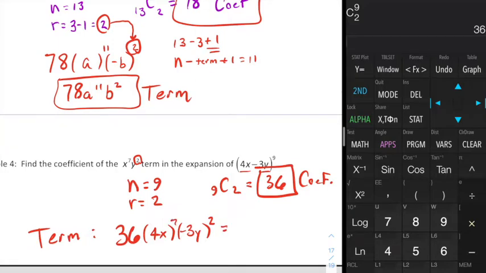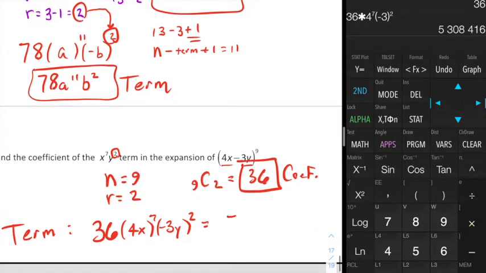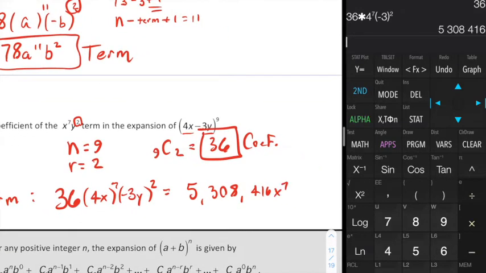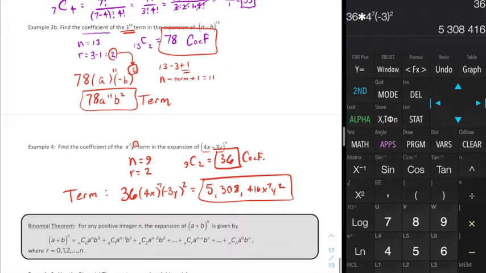And then to go and simplify that, we'll go and do 36 times 4 raised to 7. And then after that, we'll do times negative 3. I think I need a times there. Yeah, we're good. Okay, negative 3, and then raise that to 2. Since that is being squared right there, it should come out as a positive number. Yep, there it is. So that's a big giant number there, 5,308,416. And I guess that would be x to the 7th, y squared right there. That would be that full term right there.